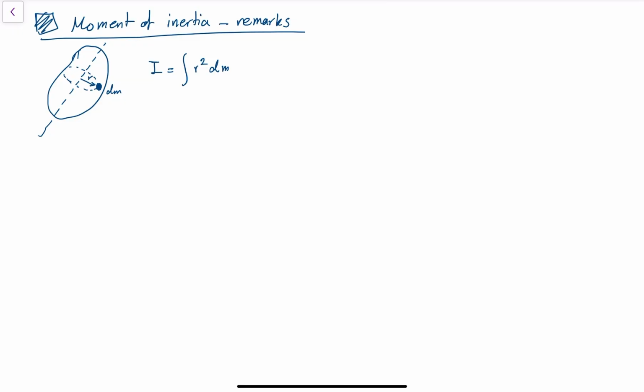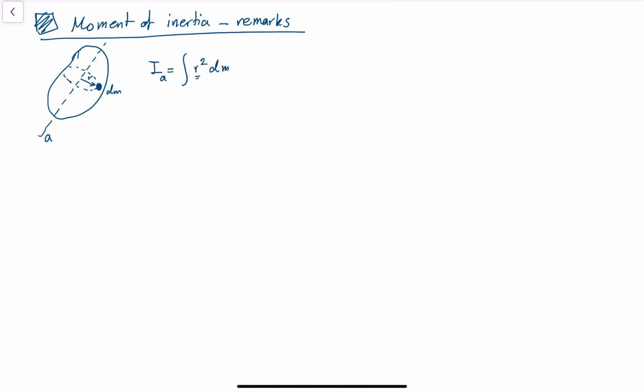But note that moment of inertia is calculated about an axis for the entire body. So you don't really calculate moment of inertia about a point, but about an axis that passes through a point, for instance. So you calculate moment of inertia about this axis A. And you calculate all the distances from that axis of all particles, and you take the integral. So first thing is, note that it is an axis dependent property.